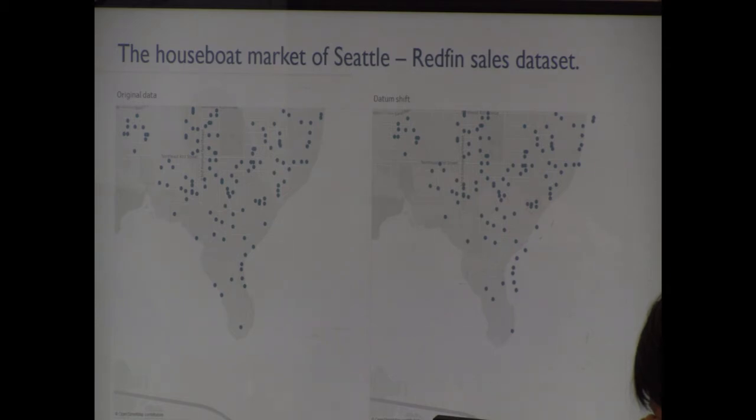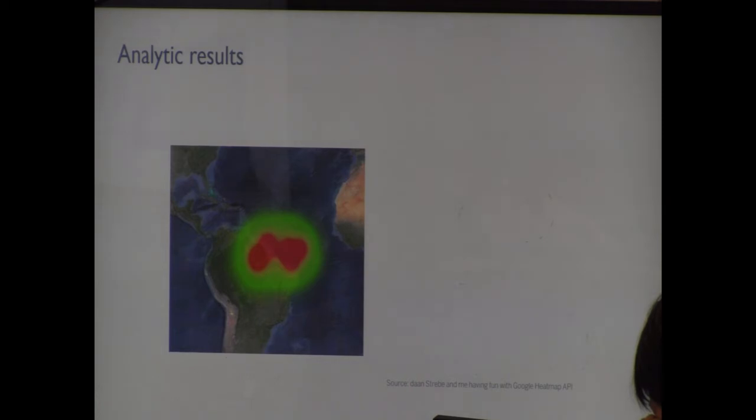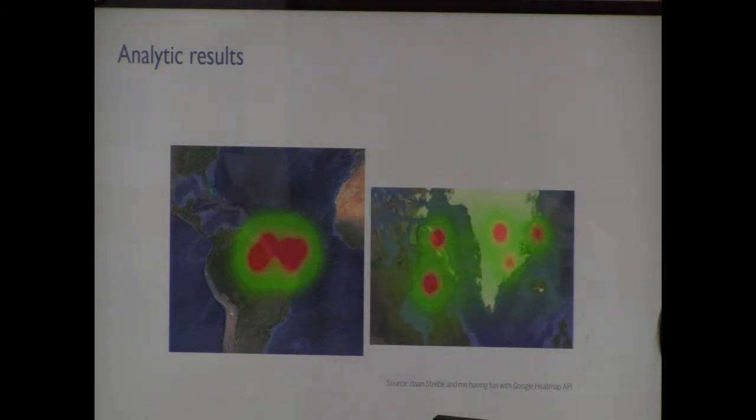You could have some interesting analytic result problems. So I love heat maps. Everybody loves heat maps, right? Yeah. Heat maps and hex bins, they're awesome. So this is using the Google Heat Map API. And I took a data set. Dan Strebe and I manufactured this data set. And we're like, hey, let's check out heat maps. So we made a hotspot. Cool. We moved the data. We made some hotspots. Cool. Which is the hotter location?